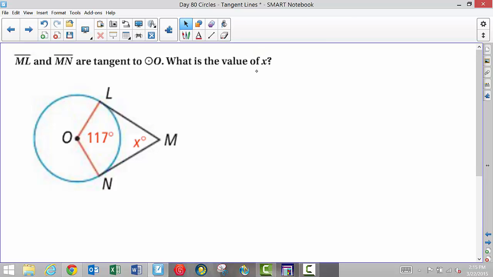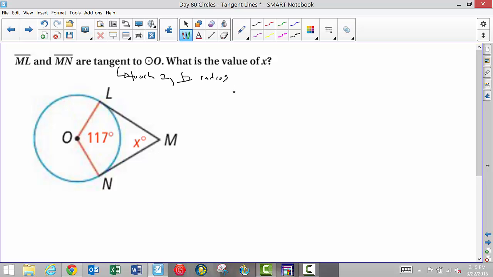ML and MN are tangent to circle O. What is the value of x? Well, you know that now. Tangent means they touch once, and if it's tangent, you know that they're perpendicular to the radius. A radius is from the center of the circle to the circle, so I know the red lines are my radius. I know that LM is tangent and MN is tangent. From our previous theorem, if a line, segment, or ray is tangent, it's going to be perpendicular to the radius. So I know that angle L is 90 and angle N is 90.